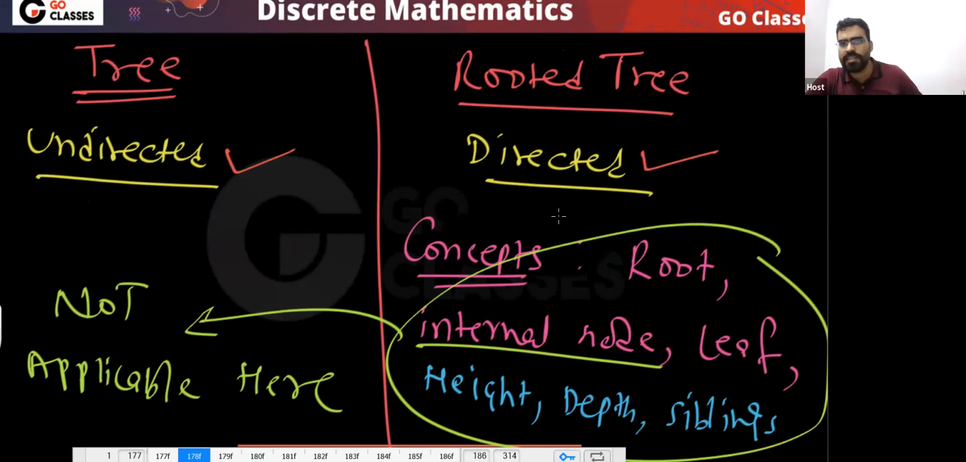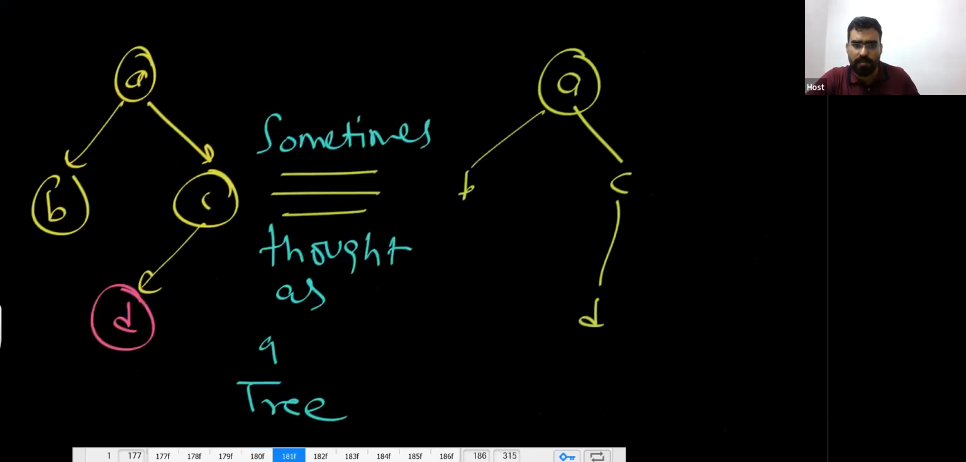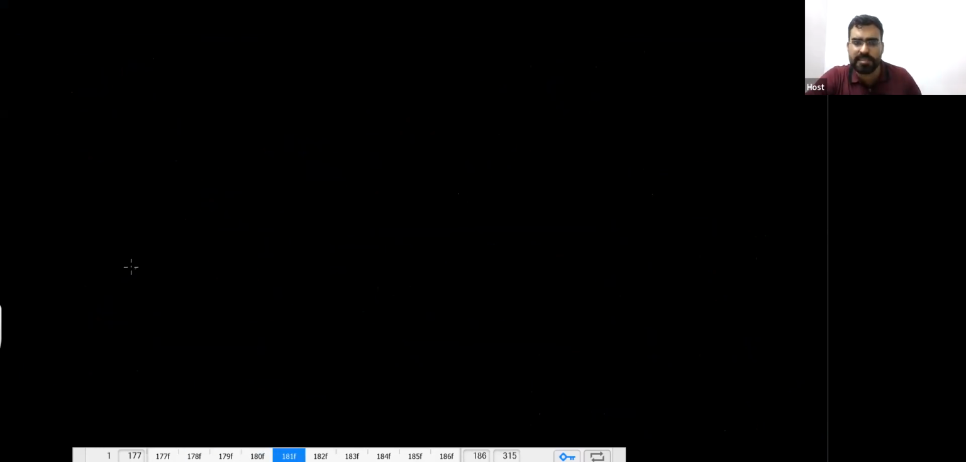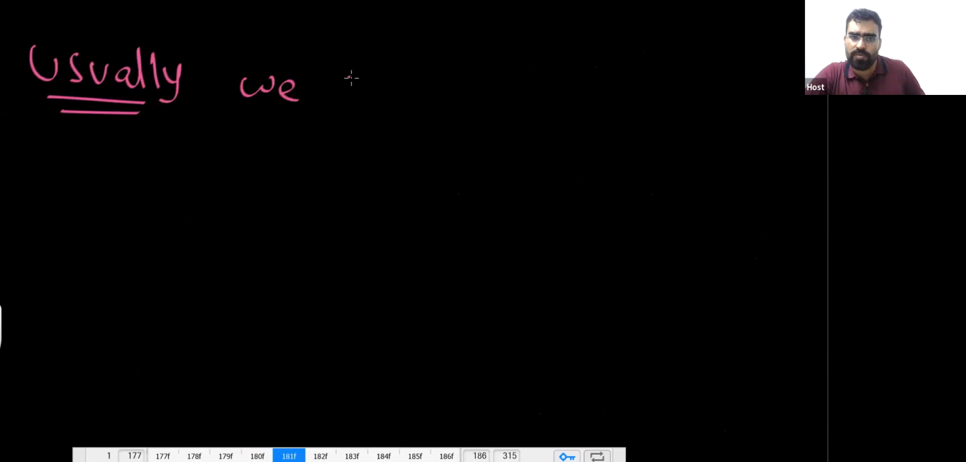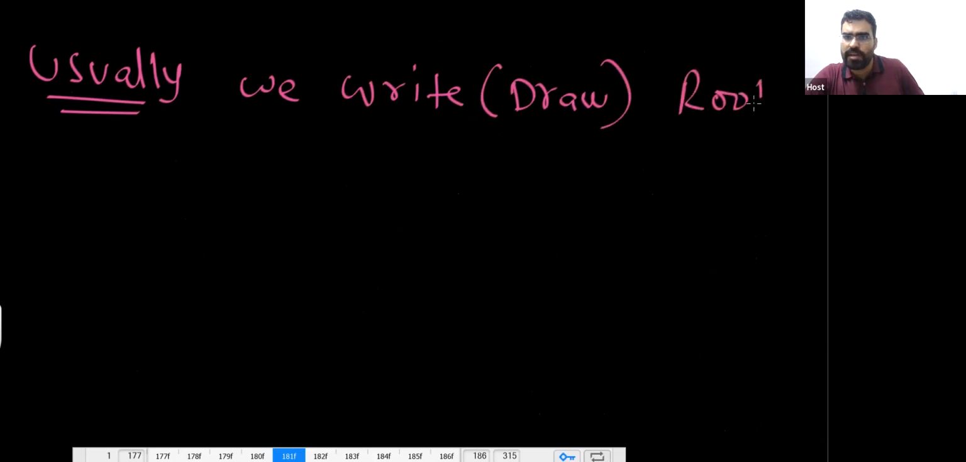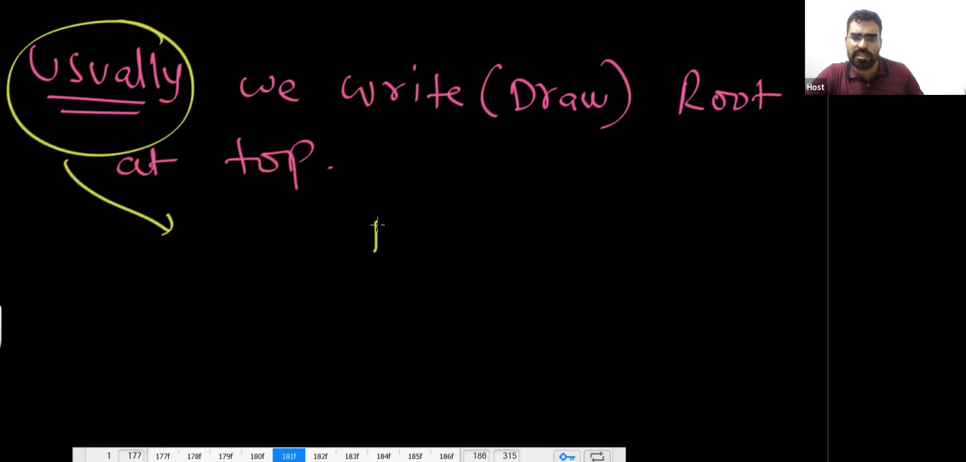No, Arpan, that is conventional. See, most people draw rooted tree from top to bottom. But some people, some applications, that depends on the application. Usually we write or draw root at top. Okay, so usually this is what we do.